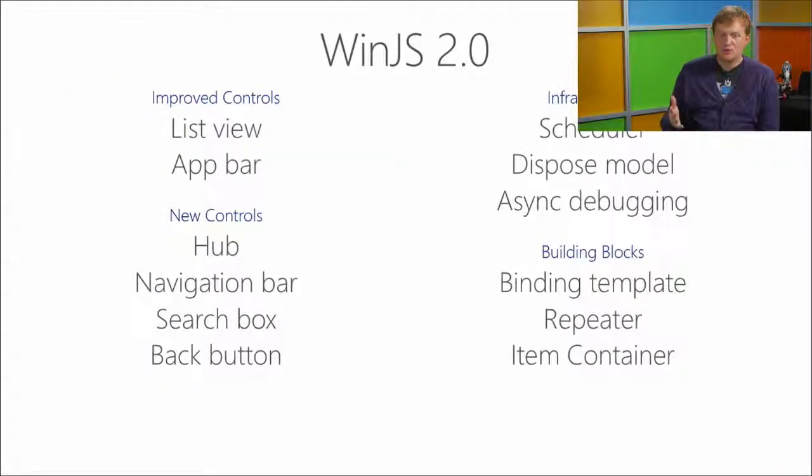In WinJS 2.0, we have some new features. We have improved controls. So list view has gotten significantly better in performance. The new app bar, new controls that we have, hub, navigation bar, search box is something new where a lot of apps now put the search right on the screen, and that's something that WinJS provides for you, as well as new infrastructure and building blocks. So many new things in WinJS 2.0.